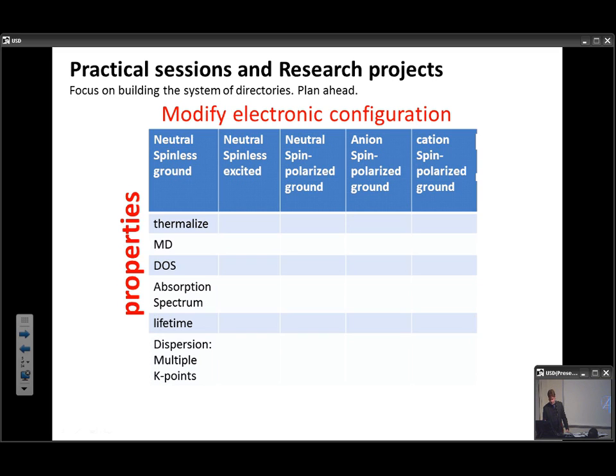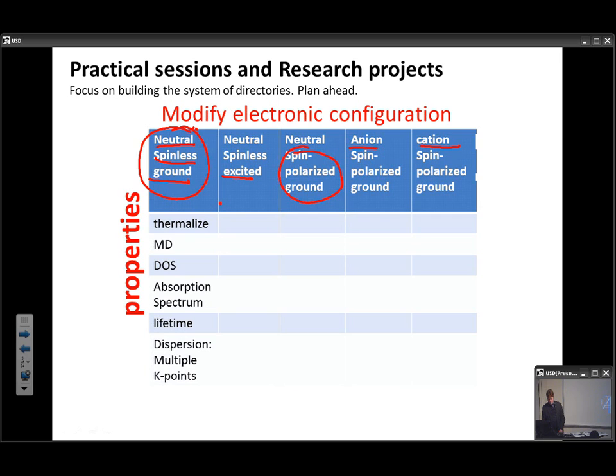So each model can be modified electronically by looking at it in the neutral state without spin polarization in ground state, the simplest thing. Then you may excite it. It will be another stream of directories. Then you may just consider it in spin polarized situation. And then you can ionize it by creating anion or cation.